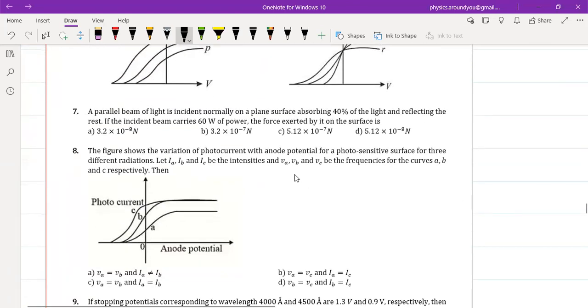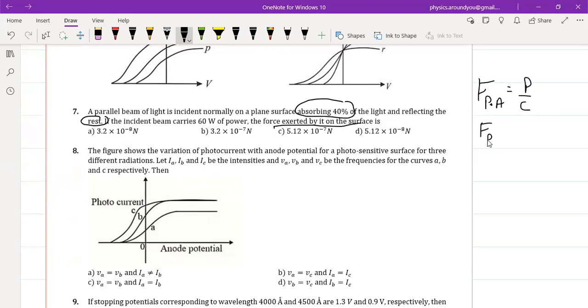Now the seventh one. The seventh one asks for the force exerted on a surface if the surface is absorbing 40% of light and reflecting the rest. Well, the force acting on a perfectly absorbing surface is given by P by c.